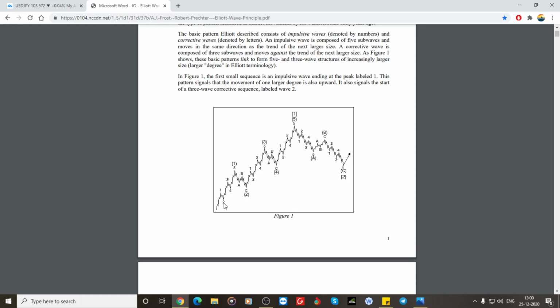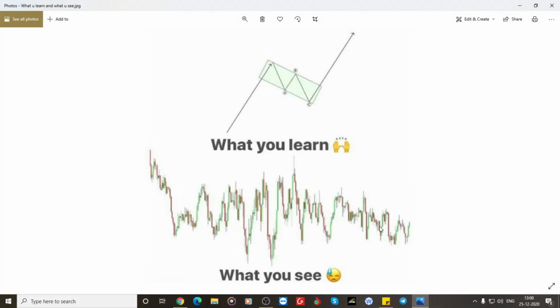If you are seeing or listening to this, it's very easy. Let me show you one clear example. What you learn is 5 and ABC in the impulsive wave. But in the real market it won't be like this. Sometimes it could be like this, or sometimes like this. So this is a fine example I'm showing you.